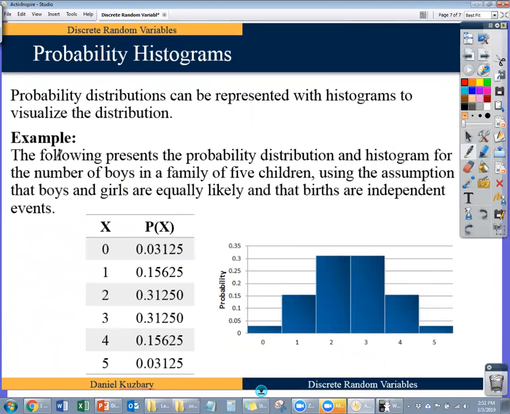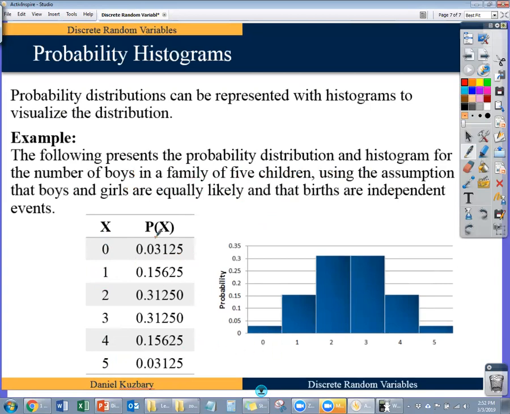So this is an example where we got the distribution and histogram for the number of boys in a family of 5 children, using the assumption that boys and girls are equally likely and that births are independent events. So this would mean in a family of 5 kids, I have 0 boys. In a family of 5 kids, I have 1 boy. This would be in the family of 5 kids, I have 5 boys.